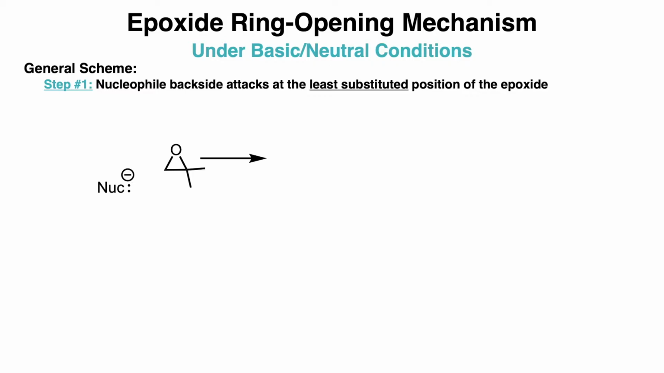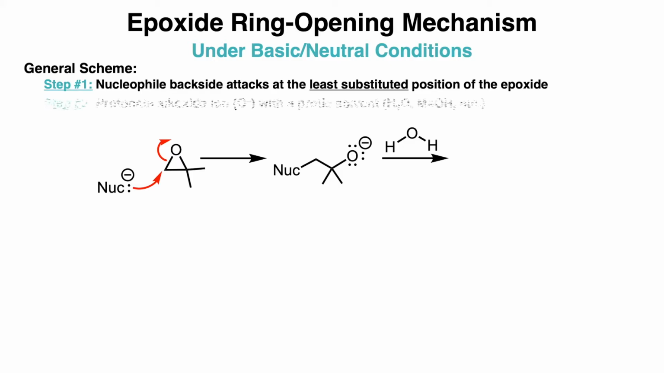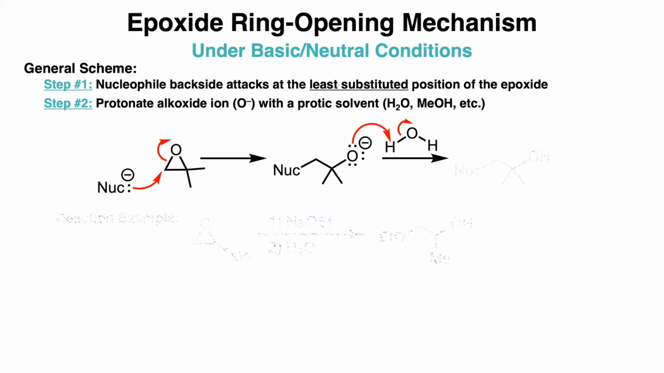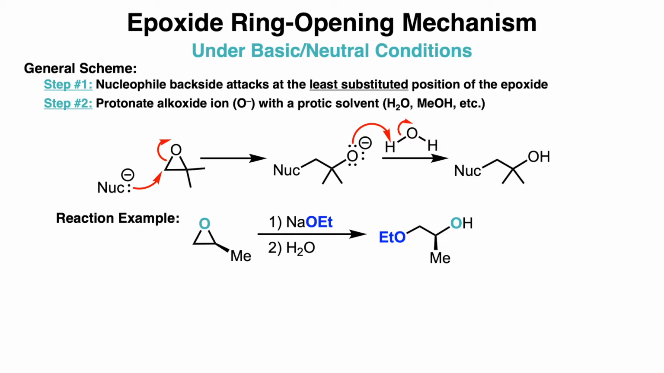The left side of the epoxide is less substituted since this carbon atom is bonded to two H's, whereas the right side or the more substituted side of the epoxide is bonded to two methyl groups. When the nucleophile attacks, it opens up the ring and the carbon-oxygen bond breaks to form a lone pair on the oxygen atom. In the second step of the mechanism, the alkoxide ion gets protonated by water or any other protic solvent. In this reaction, the epoxide is first reacting with sodium ethoxide and then second with water to form the following secondary alcohol product.